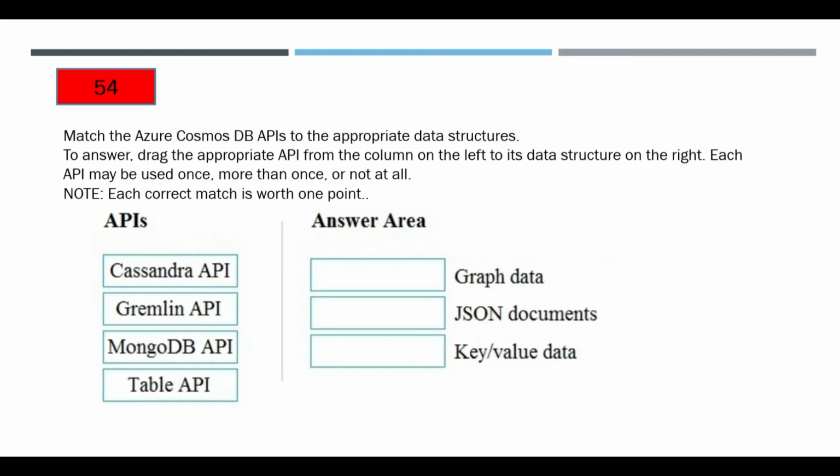So here you have to map these APIs. Graph data is always Gremlin API, JSON documents is MongoDB API, and key value data is Table API. So this is our answer.